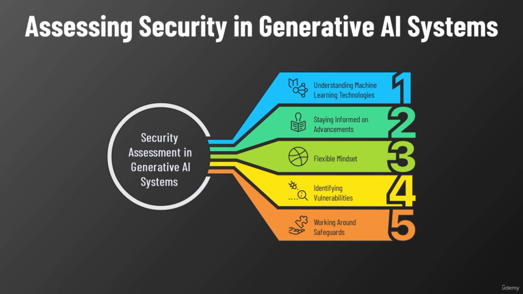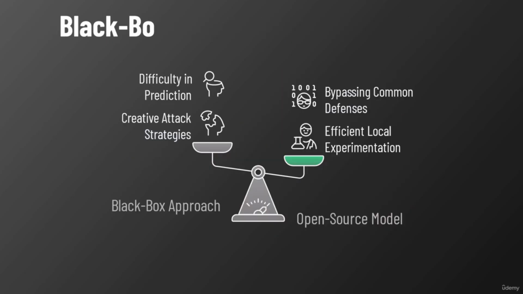Evaluating the security of systems powered by generative AI requires a deep understanding of the adaptive, ever-changing nature of machine learning technologies. To effectively identify and exploit vulnerabilities, it's crucial to stay up to date with the latest developments in generative AI. These systems evolve quickly, and so must the strategies used to test them. Just as important is a flexible and creative mindset. Security assessments often demand inventive thinking to uncover hidden weaknesses and work around existing safeguards or mitigation strategies.